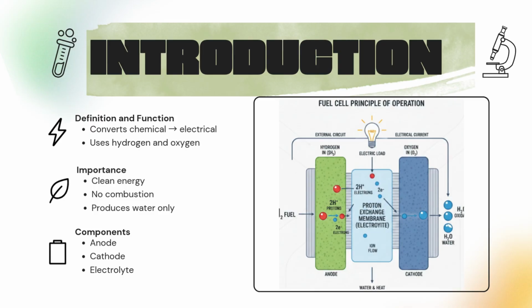If you look at the diagram on the slide, you'll see that fuel cells have three main parts. First, the anode, where hydrogen enters and gets split. Second, the cathode, where oxygen enters. The third one, the electrolyte, the membrane that allows hydrogen ions to move from the anode to the cathode. These parts work together to ensure the electrons are forced to travel around the external circuit, and that movement of electrons is what produces electricity. To understand exactly how hydrogen splits and combines with oxygen, let's move on to the principle of operation.